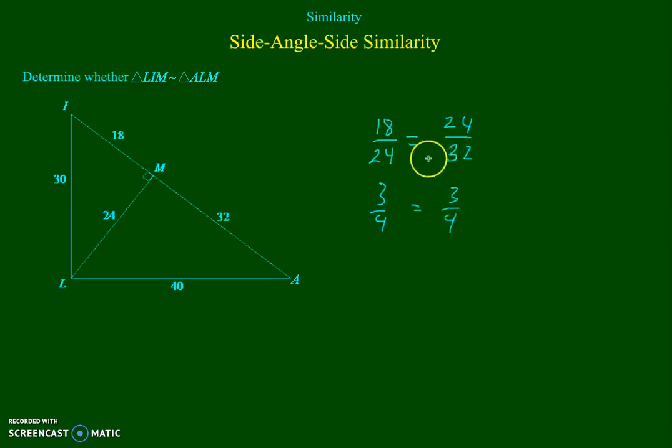If we want to do cross products, 18 times 32 is 576, and 24 times 24, 576. So no matter how you slice it, these two sides are proportional, and so we know that the corresponding side lengths are proportional and the included angles are congruent. Therefore, by side angle side similarity, triangle LIM is similar to triangle ALM.